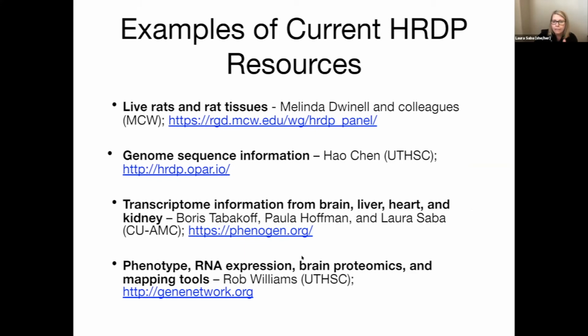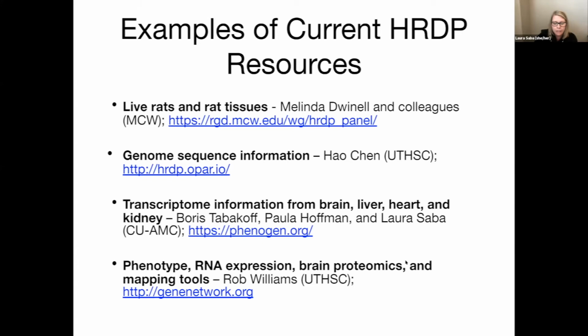The live rats and rat tissues, like I said, are available through Mindy Dwinell and at RGD. Genome sequence information is what Hao has been putting together, and we'll go into more detail about not just the sequence of this HRDP, but also this new version of the rat genome. Then the group I'm involved with at the University of Colorado has been gathering really in-depth transcriptome information from brain, liver, heart, and kidney on a subset of this panel as they become available, and making that available to the research public.